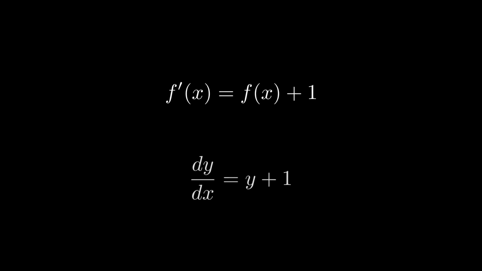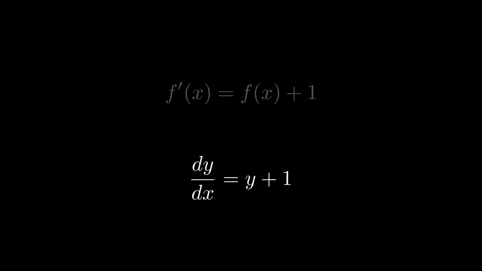Take the differential equation f prime of x equals f of x plus 1, which can be equivalently written as dy over dx equals y plus 1. When we solve for y, we're trying to find the function, or set of functions, whose slope at any given point is equal to the value of the function at that point plus 1.